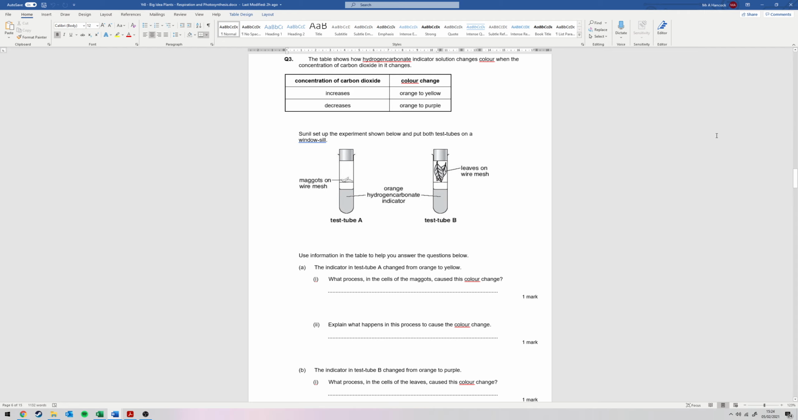Part A. The indicator in test tube A changed from orange to yellow. Section 1. What process in the cells of the maggots caused this colour change? Section 2. Explain what happens in this process to cause the colour change.